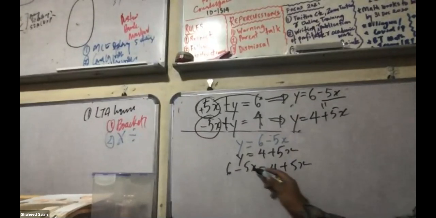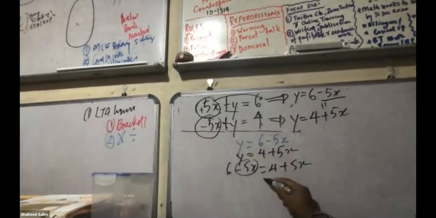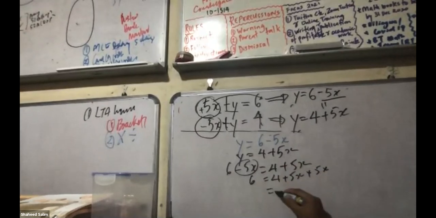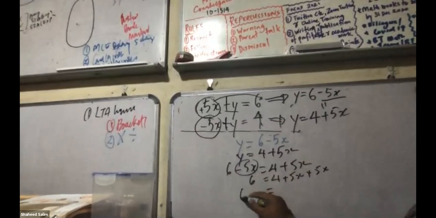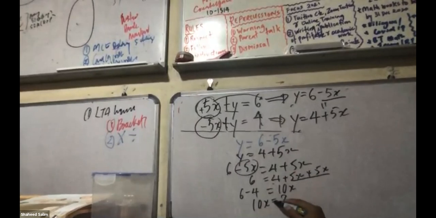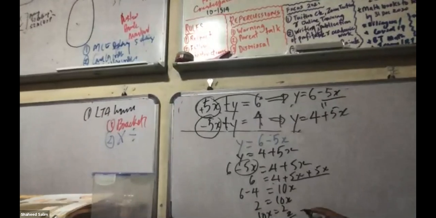Okay, I bring the minus 5x over here. 4 plus 5x plus another 5x equals 6. Then this 4 I bring over here: 6 minus 4 becomes 2. This one becomes 10x. So 10x equals 6 minus 4, which is 2. Don't be confused. If you're confused, I write 2 equals 10x. So 10x equals 2, so x equals 2 divided by 10, which equals 0.2 or 1 over 5.